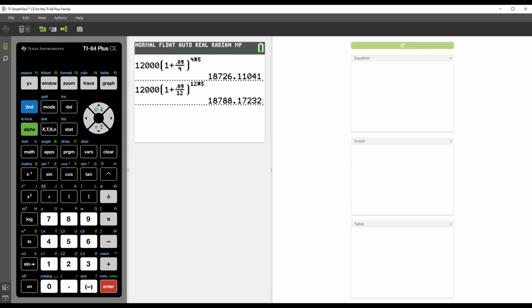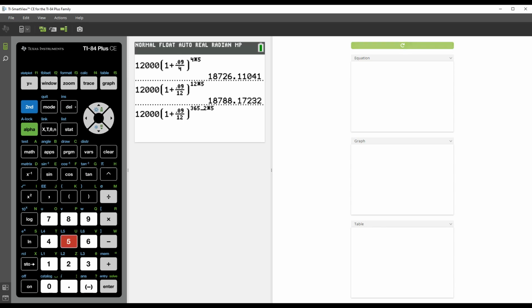Now, I know this question isn't on here, but what if they asked you to compound it yearly? Then I would want to change this number. And this time I'll use the insert button to show you how it works. Second insert.